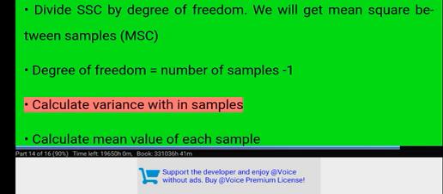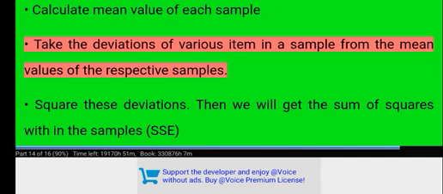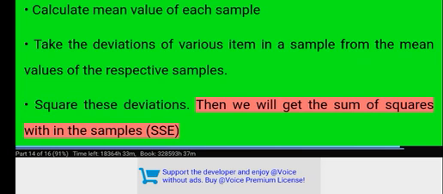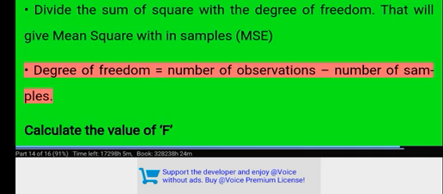Calculate the variance within samples. Calculate the mean value of each sample. Take the deviations of various items in a sample from the mean values of the respective samples. Square these deviations. Then we will get the sum of squares within the samples, SSE. Divide the sum of squares by the degrees of freedom. That will give the mean square within samples, MSE. Degrees of freedom equals number of observations minus number of samples.